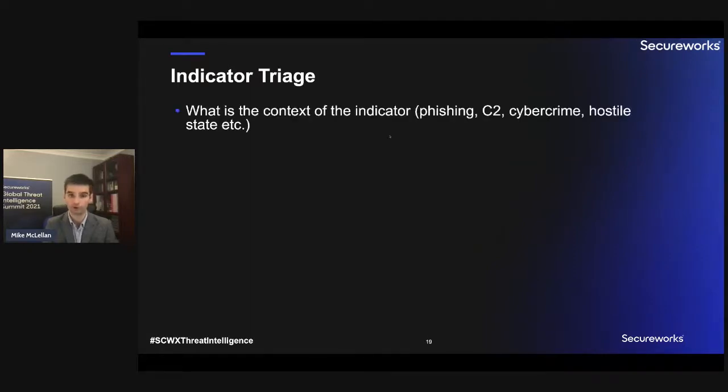So we can look at the context of the indicator. Is it phishing? Is it command and control? Is it opportunistic cybercrime or something more targeted? What does that tell us about how often we should be seeing this and in what context? Have we got any history with this indicator? Have we allow listed it before? Have we decided previously how we're going to deal with it? Can we use that historic decision making to inform how we deal with it now?